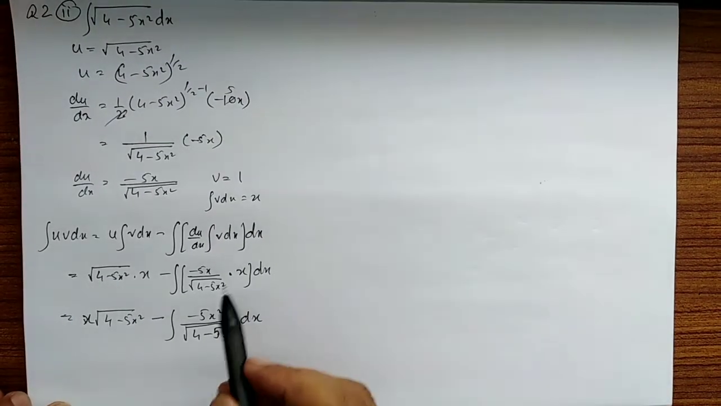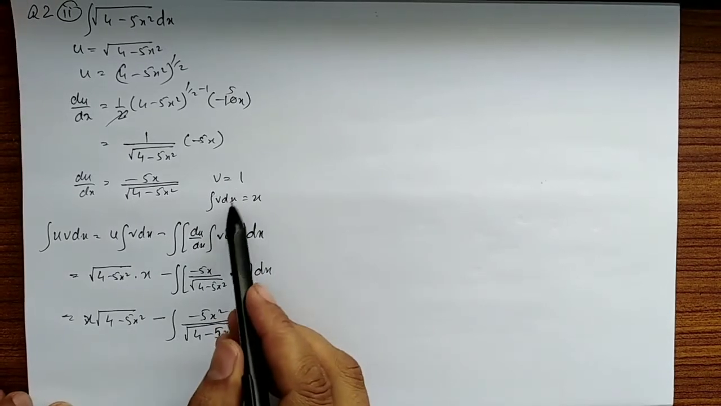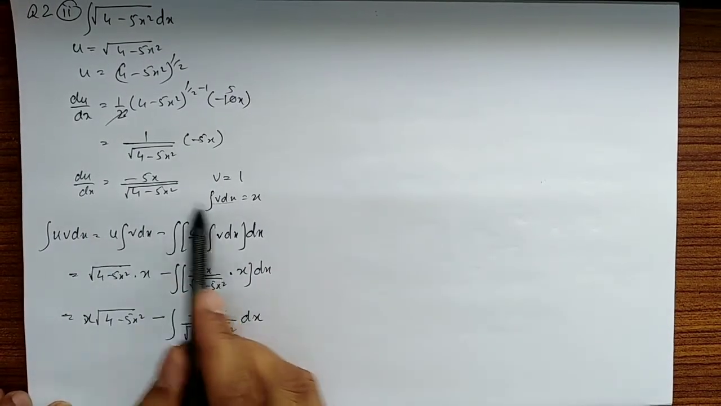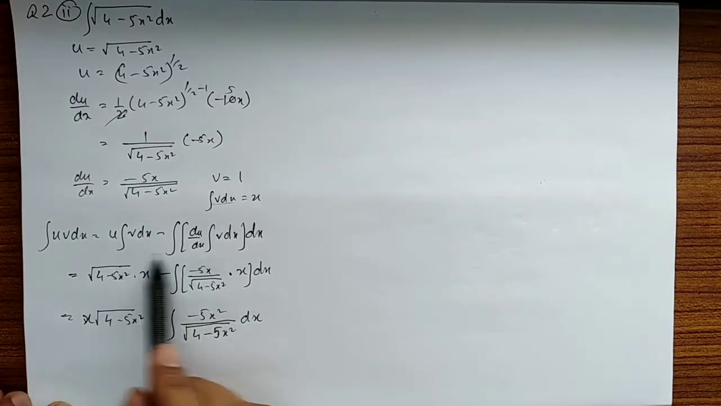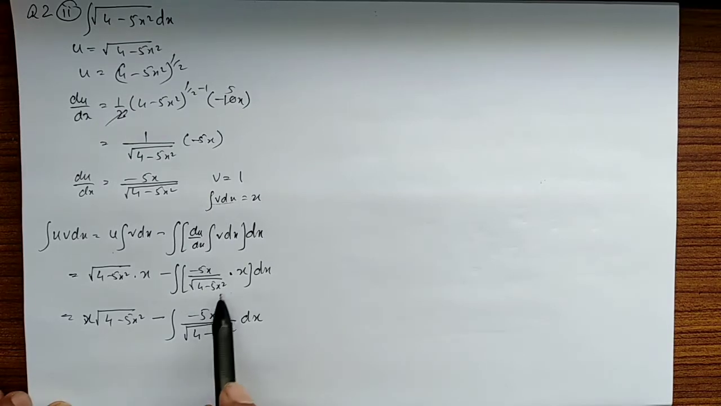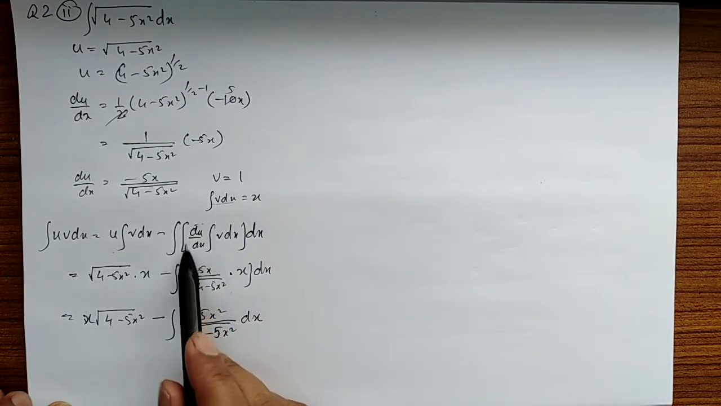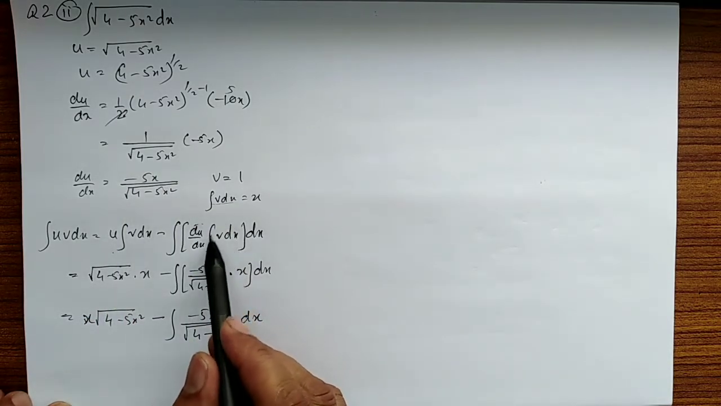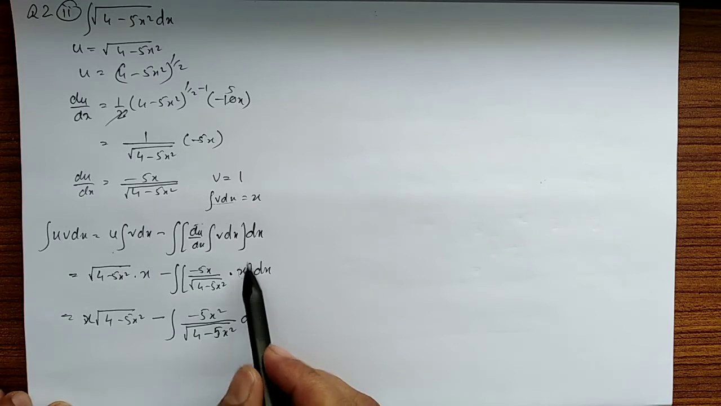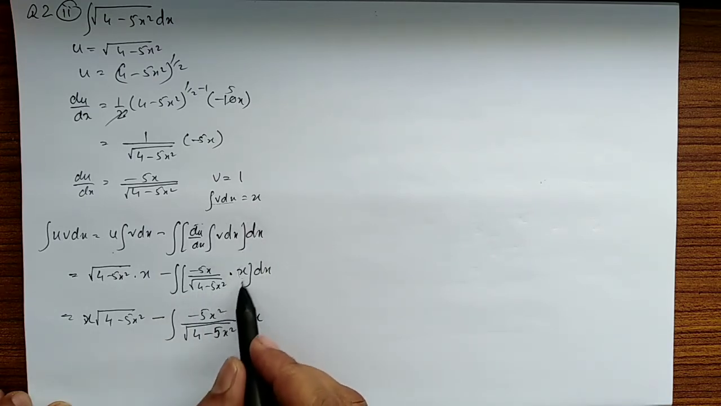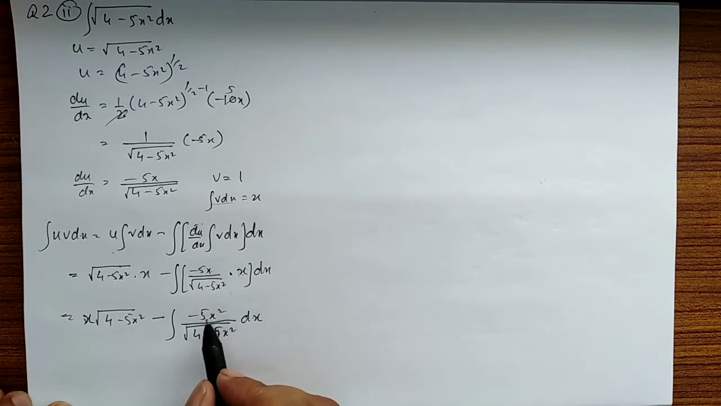As you can see, we have substituted the values of u, integral of v dx and du upon dx into the formula of integration by parts, and we have multiplied this x with 5x. In place of du upon dx we have substituted this value, and in place of integral of v we have substituted the value of x. And now for the whole integral, before that we are going to multiply this x with minus 5x.